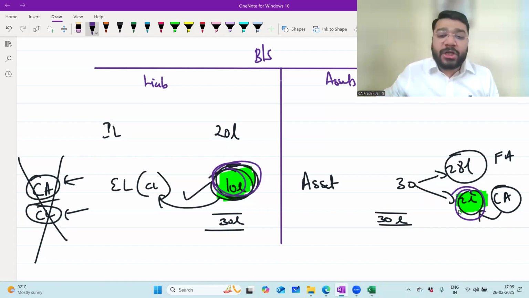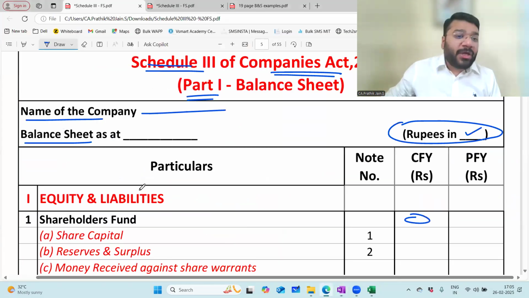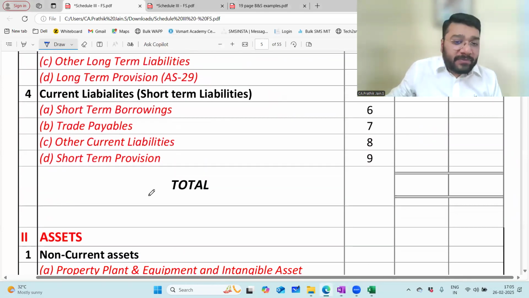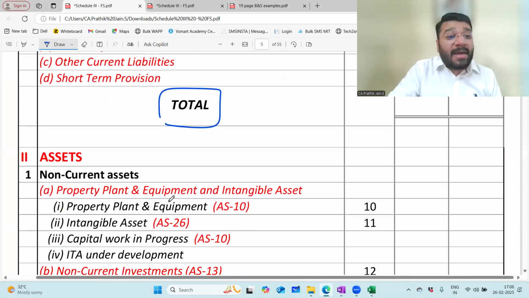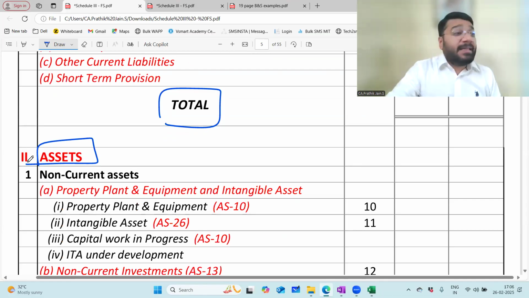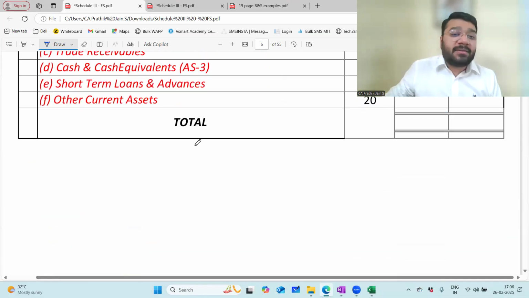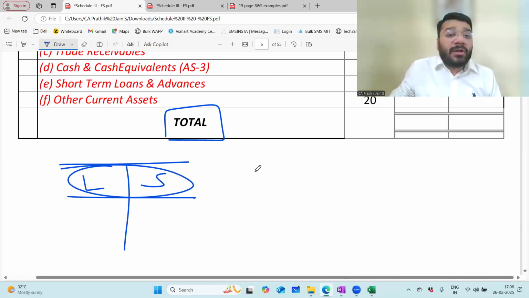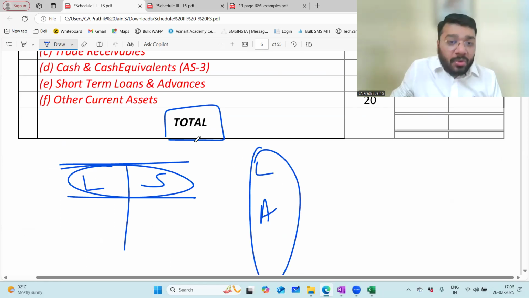So now how does the balance sheet look like? The balance sheet looks like this. You will start with something called equity and liabilities. You will have the total of that. And then we have the second part of the balance sheet, which has assets and then total of assets. So again, we have a vertical format. Earlier we used to have horizontal format, liability and asset. Now it is liability and asset, vertical format.